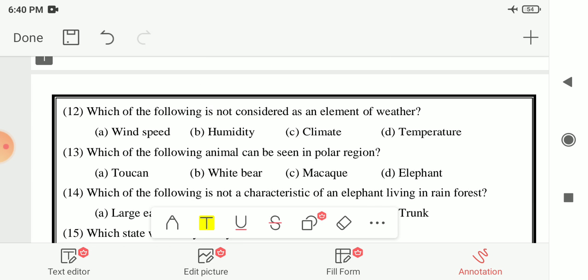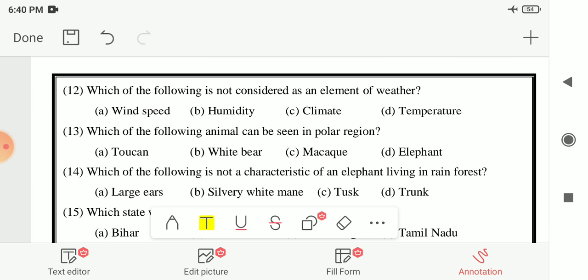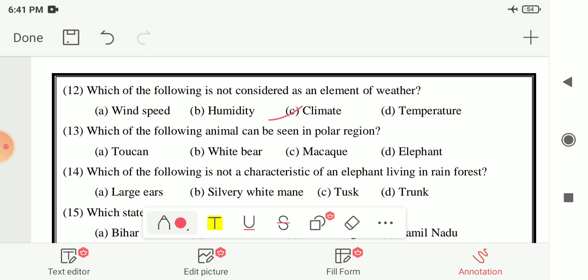Next, 12th number, which of the following is not considered as an element of weather? The options are wind speed, humidity, climate or temperature. So here your answer is option C, that is climate. Climate is not considered as an element of weather. The rest of the options are the elements of weather. 13th number, which of the following animals can be seen in polar region? The options are toucan, white bear, macaque, or elephant? So here your answer is option B, that is white bear are seen in the polar region.